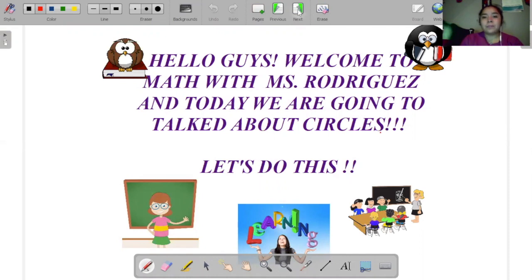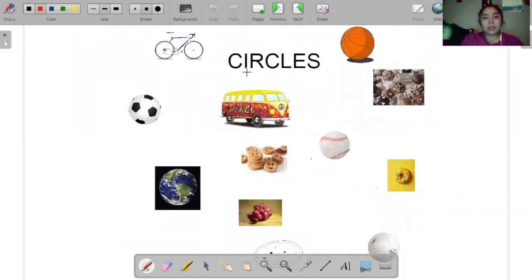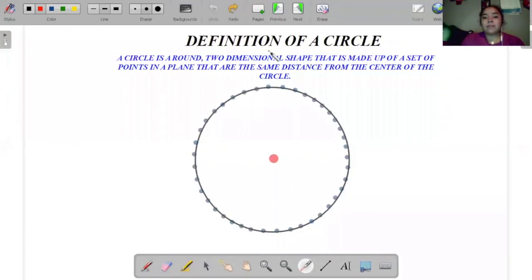Let's do this. Like many interesting shapes, circles are everywhere we look. For example, transportation, points, food, and even our planet Earth is a circle. In this video, I'm going to introduce you to parts of a circle and how to find the circumference of a circle given the diameter or the radius. So let's begin with the definition of a circle.